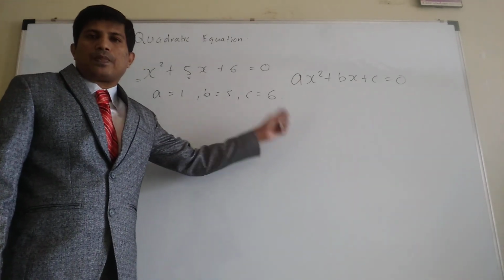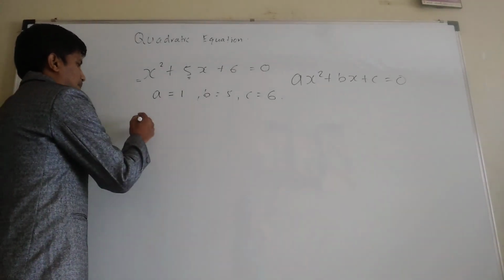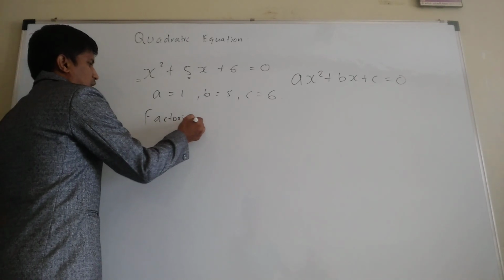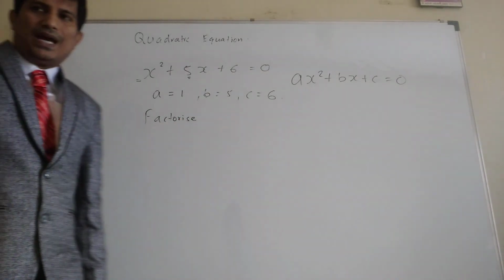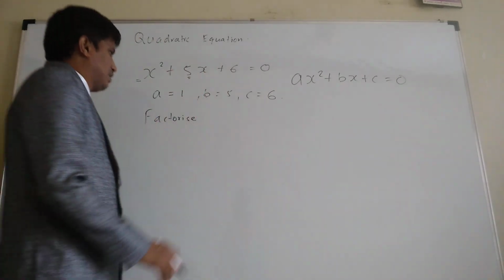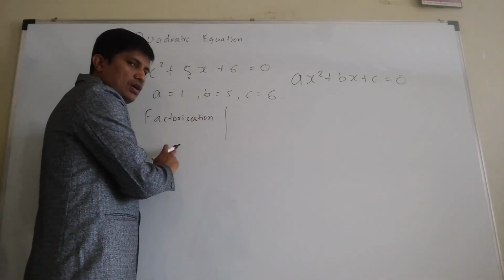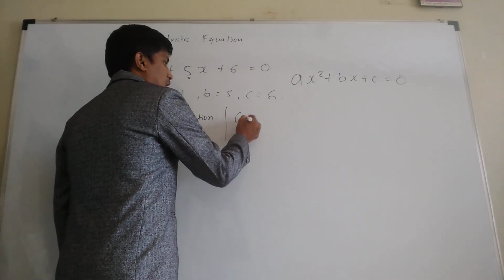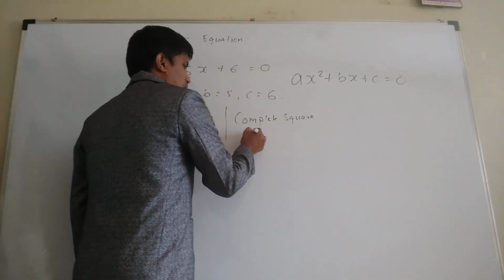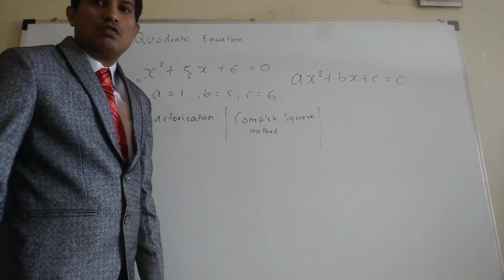Okay, so what will we do now? Very simple. Okay, suppose we need to factorize it. We can solve the quadratic equation by 3 methods. First one is factorization. Second one is complete square method, and third one, the last one, is formula method.